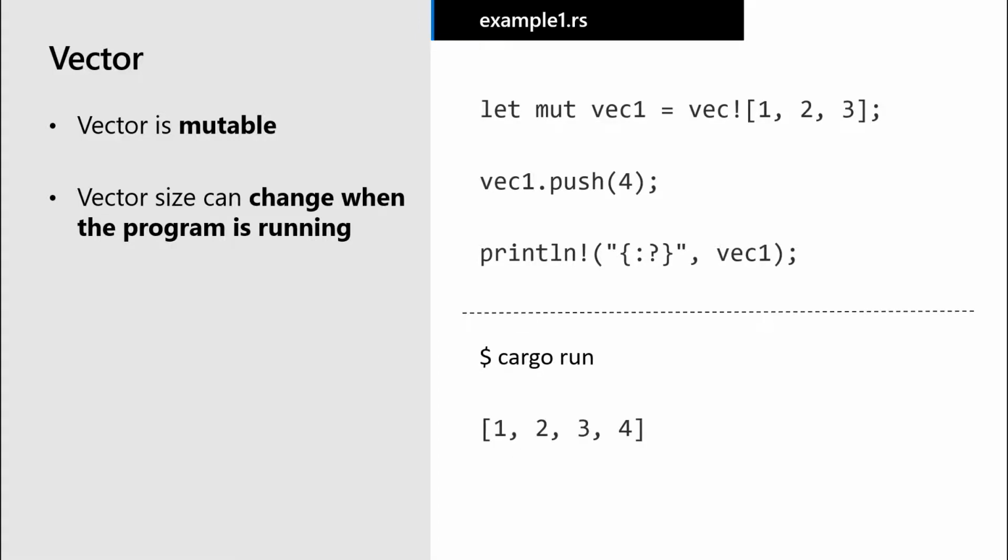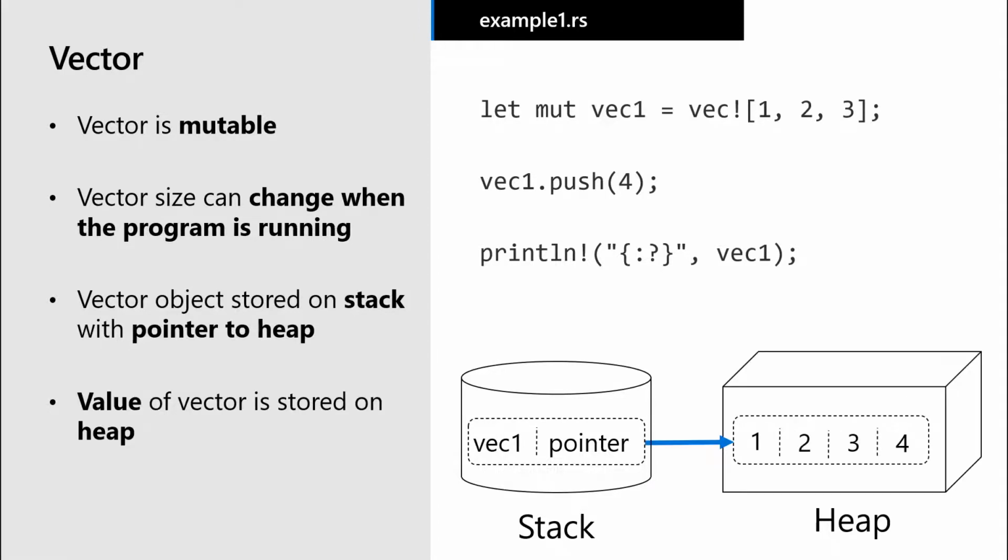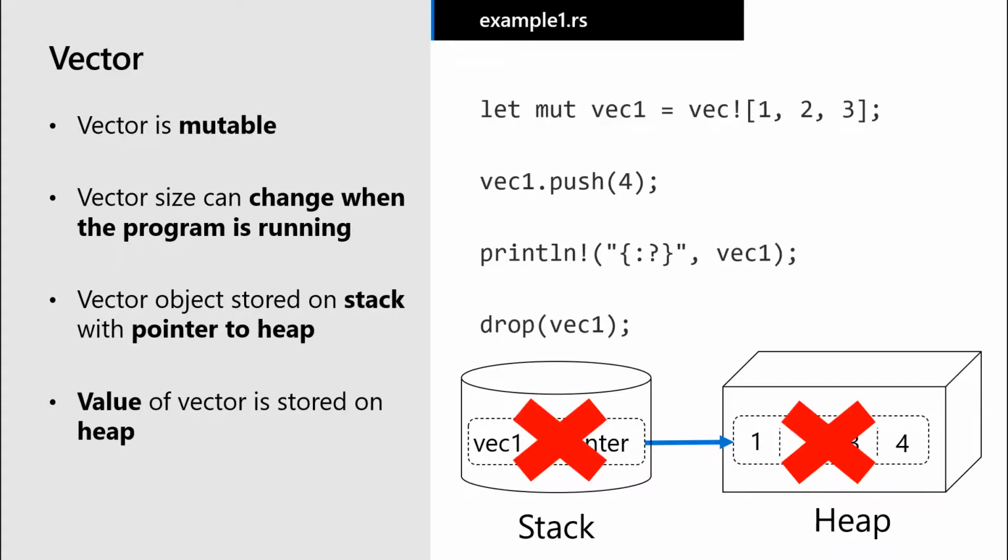Because the size of the vector can change, this time we store data in both the stack and the heap. On the stack, we store a representation of the vector variable itself and a pointer to a memory address on the heap. The heap is where we store the actual content of the vector. If we were to drop this vector using Rust's drop method, both the data on the stack and the heap would no longer be accessible.